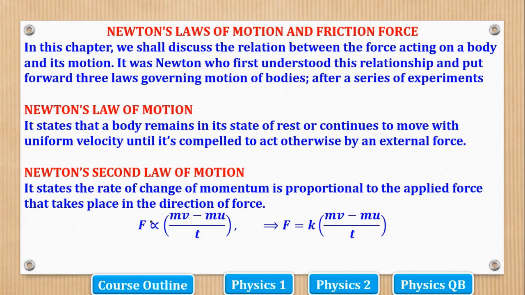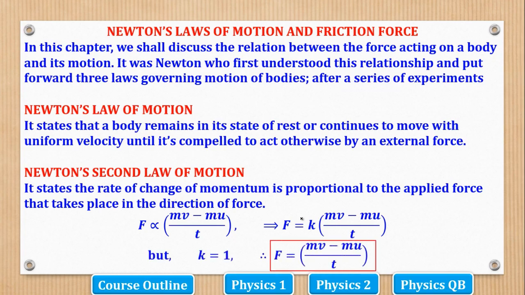To remove this proportionality sign, you need to include a constant of proportionality, which we shall call k. Experiments carried out by Newton show that the value of k is equal to 1. And therefore, it gives you this formula: F is equal to change in momentum over t, where F is now the average force.